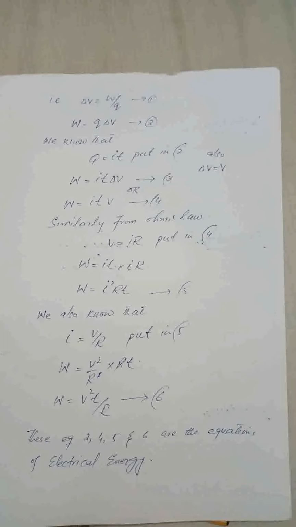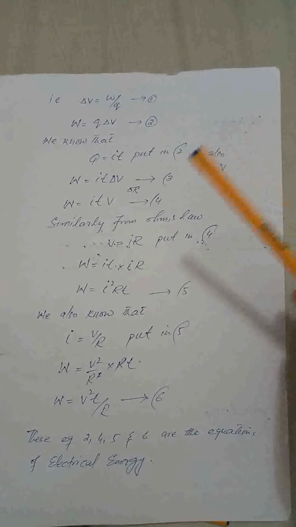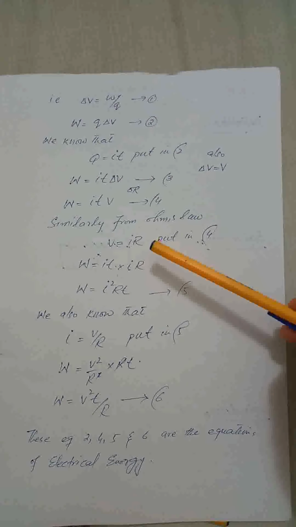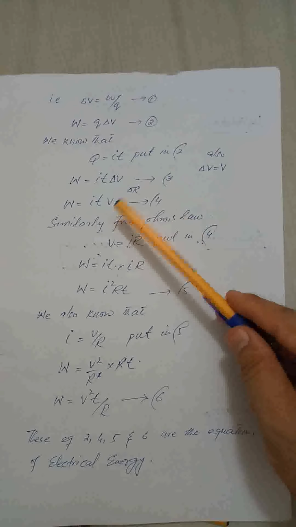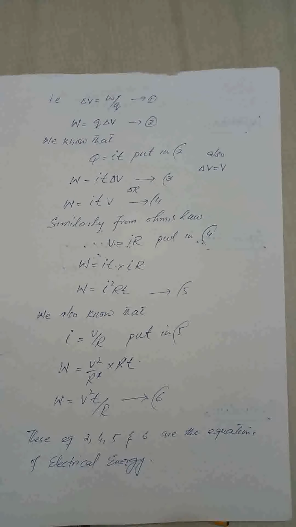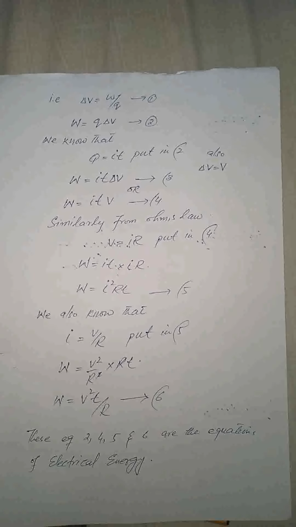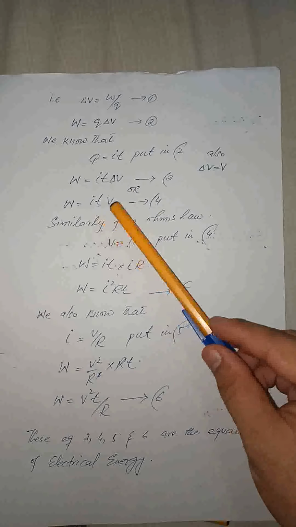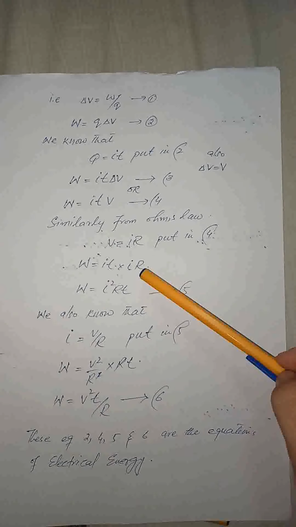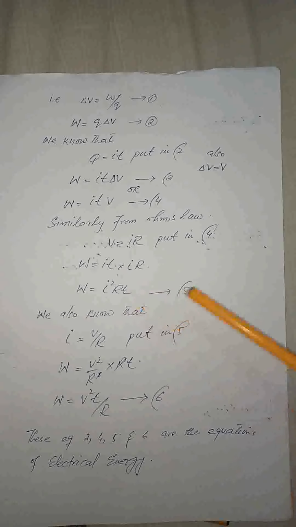Similarly, from Ohm's law, we know that V is equal to IR. Put this in equation 4 instead of V. Then the equation will become W is equal to IT, and instead of V, IR. So it becomes W equals I square RT, equation 5.